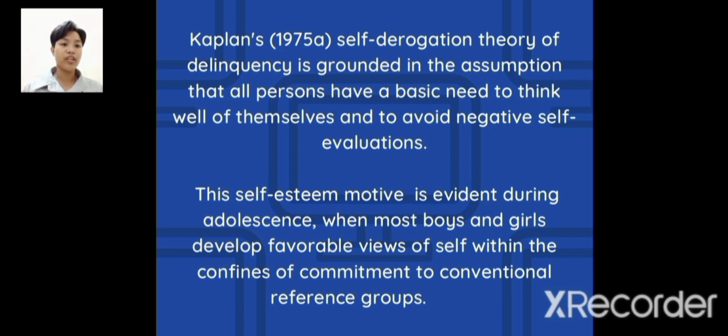This self-esteem motive is evident during adolescence, when most boys and girls develop favorable views of self within the confines of commitment to conventional reference groups. For example, family relationships and mainstream friendship networks. So this happens during adolescence, among boys and girls.